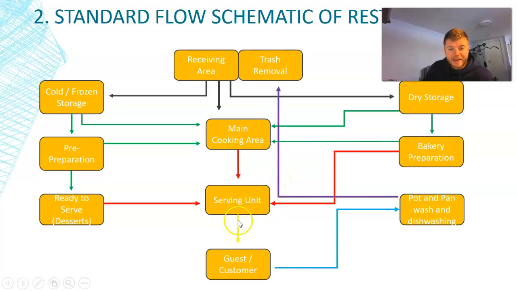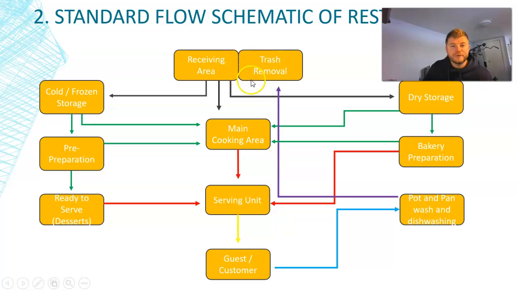Then what happens is that it goes to the guest and/or the customer and/or the resident. They eat, they dine, they enjoy. The staff will then take all that stuff back into the warewashing area. So pot, pan, and washing and dishwashing. They will wash it all up. And then they will bring all the excess food and scraps and everything into the trash removal.